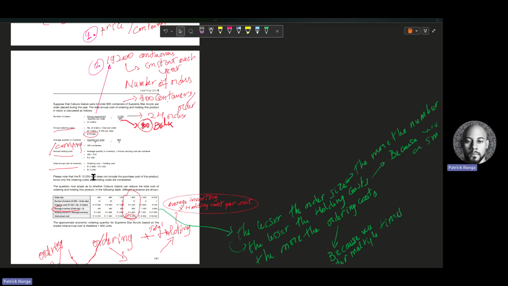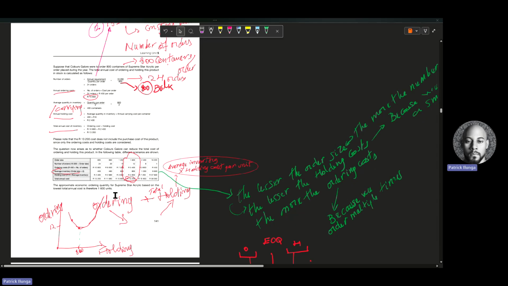I've repeated enough, and I trust that we are clear, right? So you take the 10,800 plus the 2,400, 13,200. There you have it. Please note that the 13,200 cost does not include the purchase cost. Here we are talking only about ordering and holding cost.